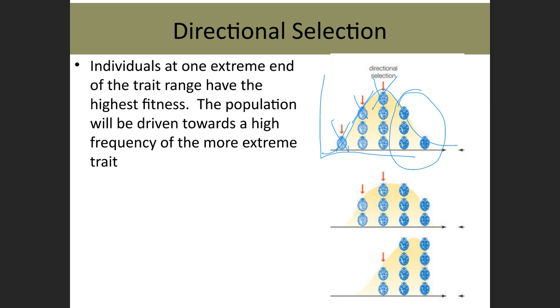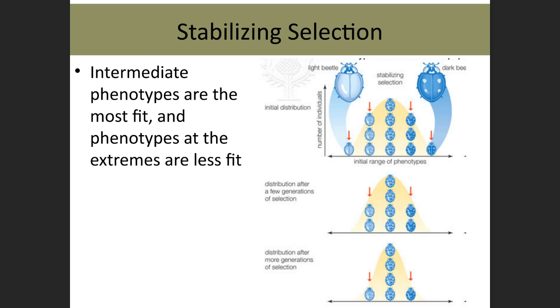So that is driving the population to have darker blue beetles because those are the only ones that survive to mate. So over time, we've shifted our distribution, and now you can see on our chart, this is now our distribution of beetles over time. So this is directional selection. The next type of selection is stabilizing.